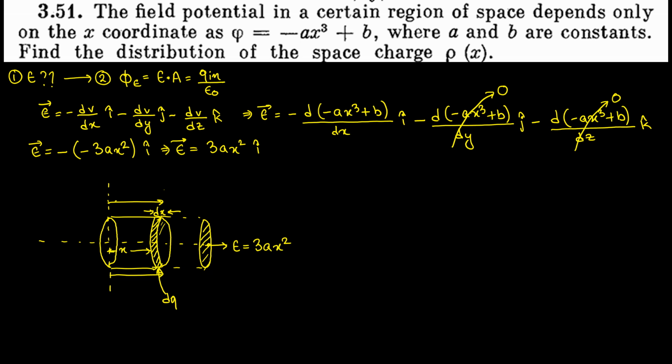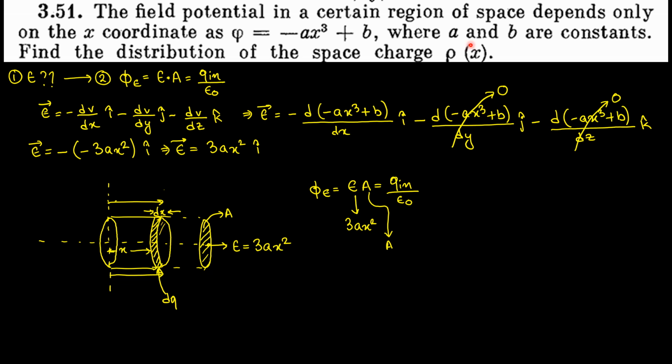Now can I apply Gauss law? Gauss theorem states that electric field into Gaussian area is equal to Q inside by epsilon naught. What is the value of electric field? 3ax square. What is the value of the Gaussian area? Let this area be A, a variable. What is Q inside? Q inside this Gaussian surface is nothing but this much elemental charge, or dq.